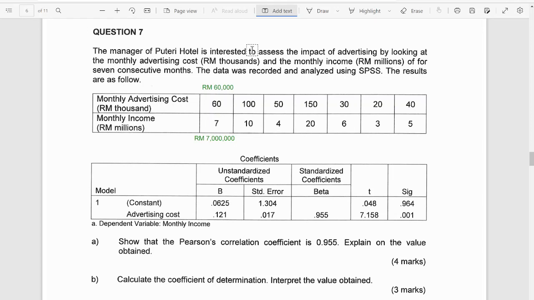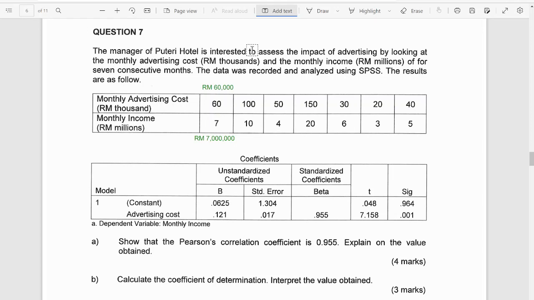Okay. Alright. So let's continue with our session. That is just some preliminary information regarding correlation analysis and regression analysis. In front of you, you have the data given, and you also have the coefficient output from the SPSS analysis. This coefficient output gives you the information on the unstandardized coefficient and the standardized coefficient beta.